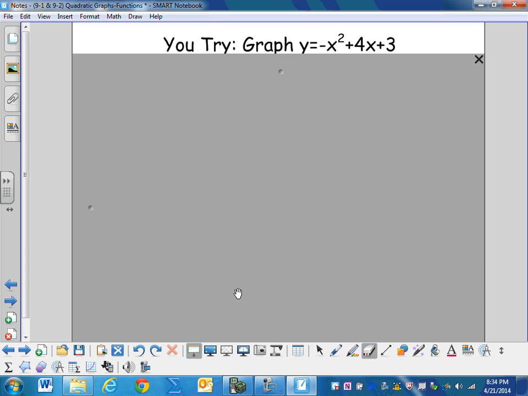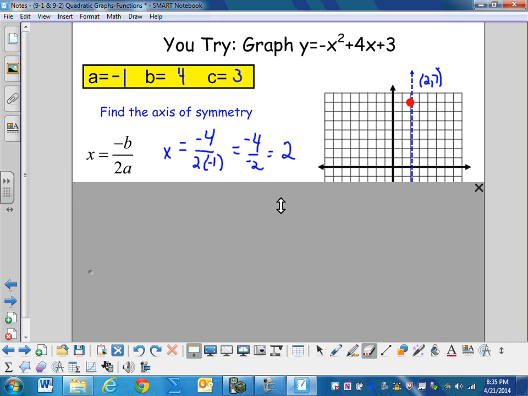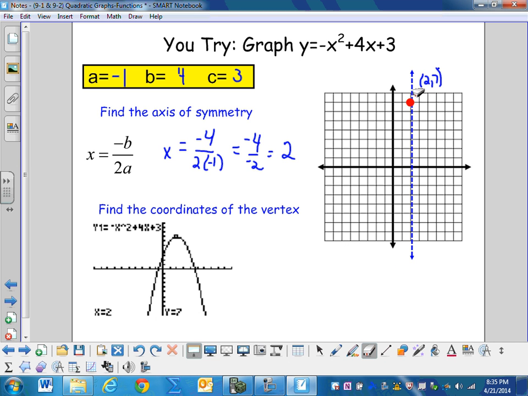So you go ahead and try. The first thing you do is identify your A, B, and C. A is negative 1, B is 4, and C is 3. Then you find your axis of symmetry by plugging these values into the formula x equals negative b over 2a, so x is equal to 2. Our line of symmetry is x equals 2. To find my vertex, I put that in the calculator, traced, hit 2, and got my vertex at (2, 7), or I could have just substituted 2 in the original equation.